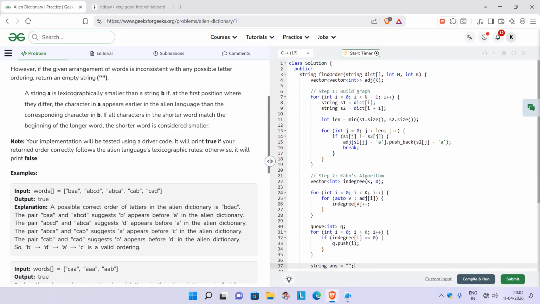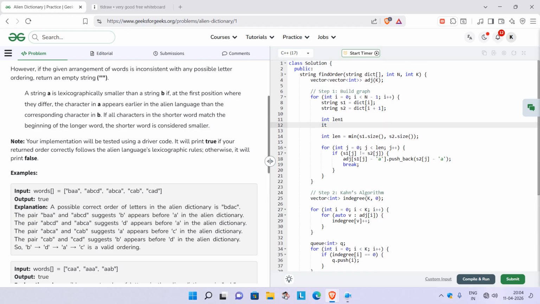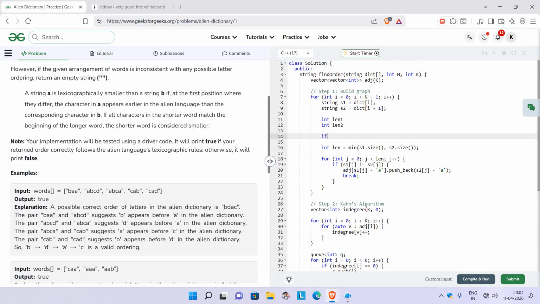What we have to do here is simply take one extra case and count. Let's say we check this: there is an int length 1 for the S1 word, and an int length 2 for the S2 word. And after comparing, let's say we loop while S1 of I is equal to S2 of J.